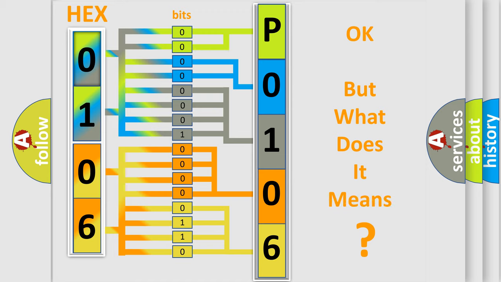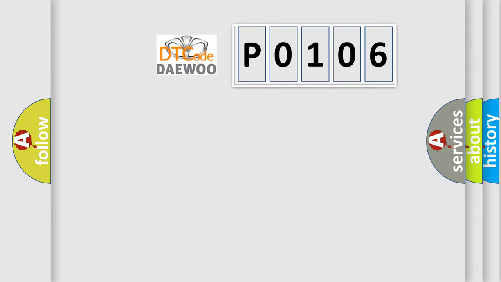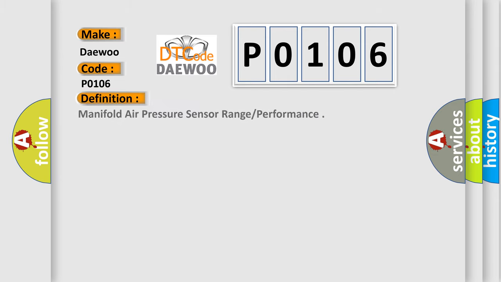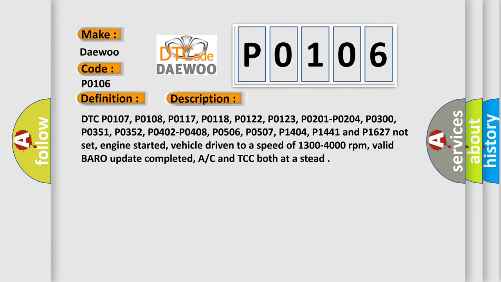The number itself does not make sense to us if we cannot assign information to what it actually expresses. So, what does the Diagnostic Trouble Code P0106 interpret specifically for Daewoo car manufacturers? The basic definition is manifold air pressure sensor range performance. And now this is a short description of this DTC code.